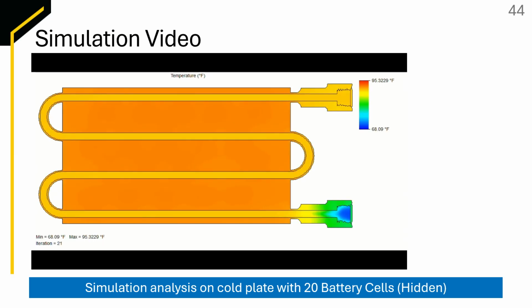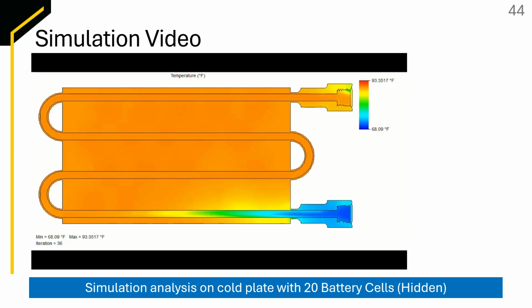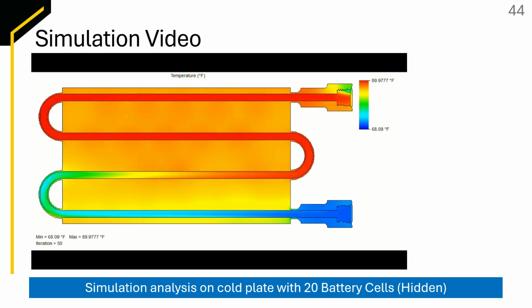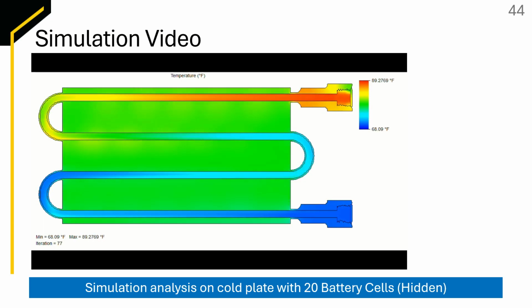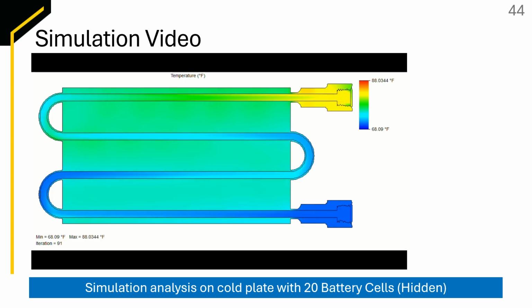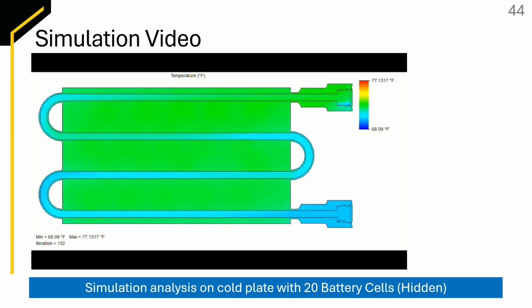The following is a video of our simulation cut plot. As you can see here, the simulation begins at 90 degrees and is followed by cold 70-degree water coming in and cooling the cold plate. It is good to note that this is a sped up version and does not represent real time.